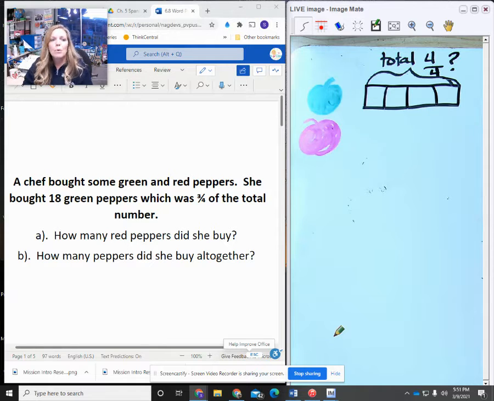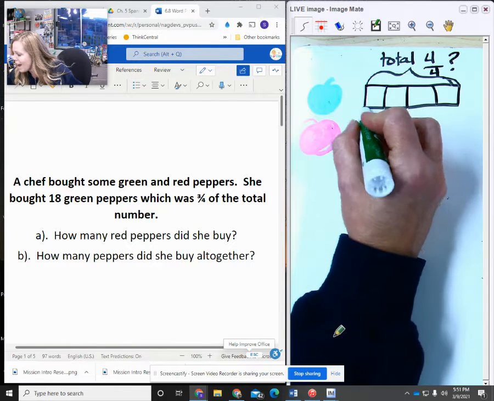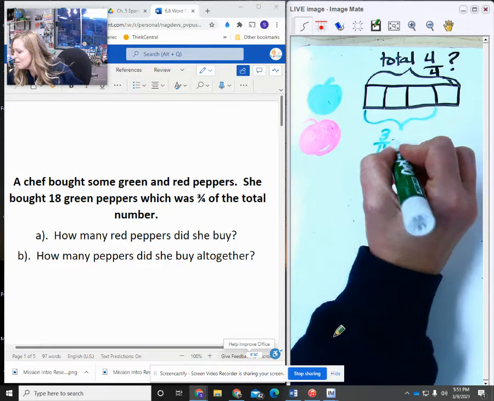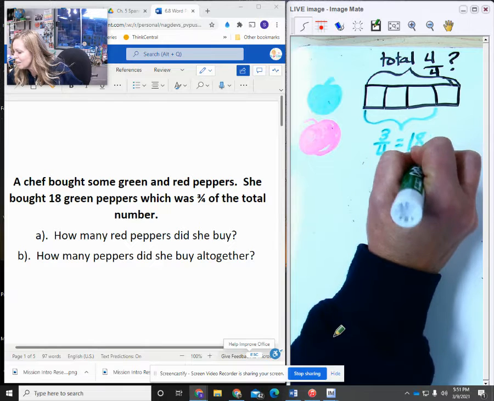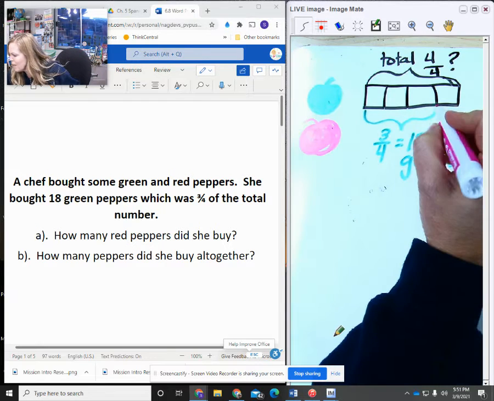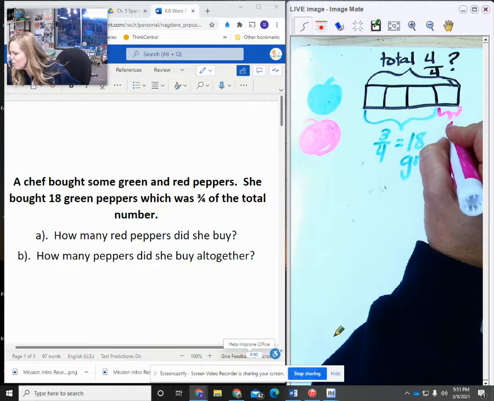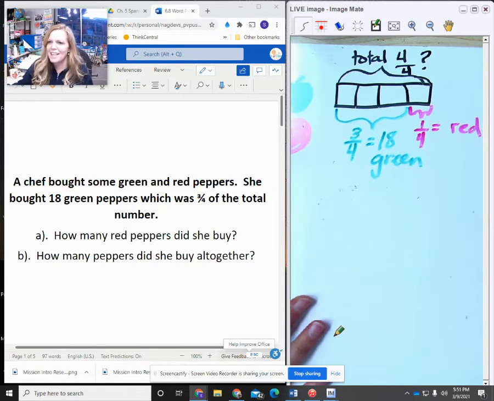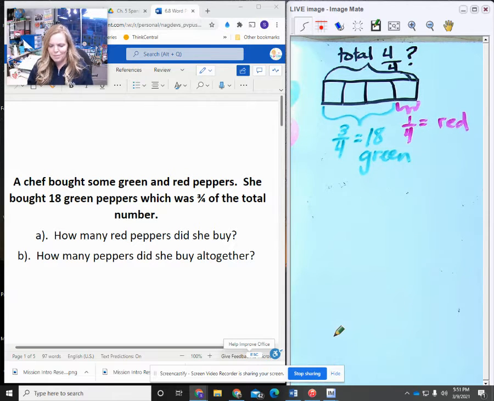So stay with me. What do we know? We know that she bought 3/4 of the total. So 1, 2, 3 out of the 4, I'm going to mark. And we know that that 3/4 was equal to 18 green peppers. Okay. So what remains of our bar model? Well, that's what we have to solve for, 1/4, which equals red peppers. We don't know how many that is though, right? Nope, we don't know. So how do we solve for this?